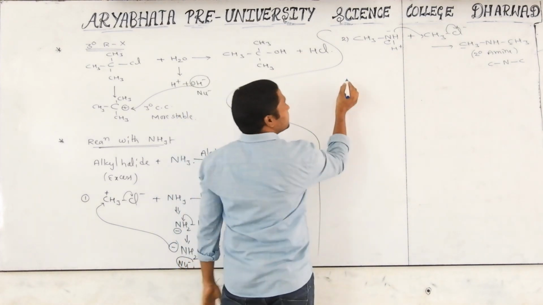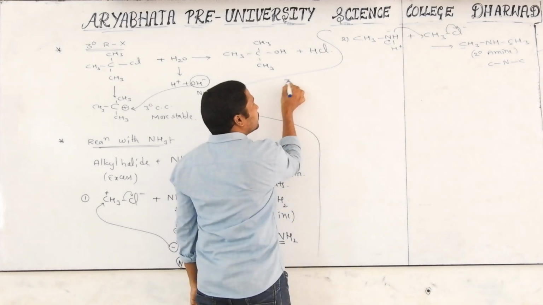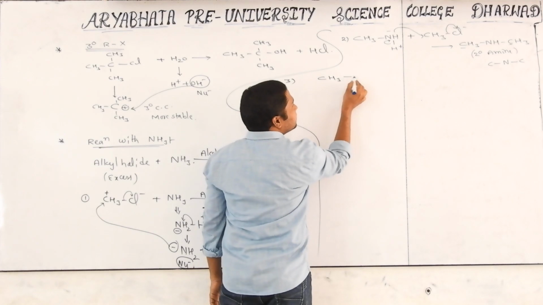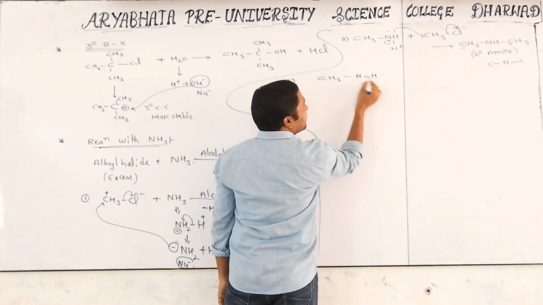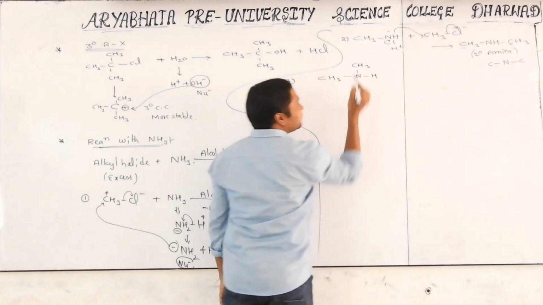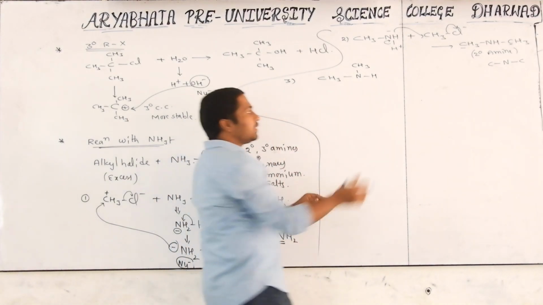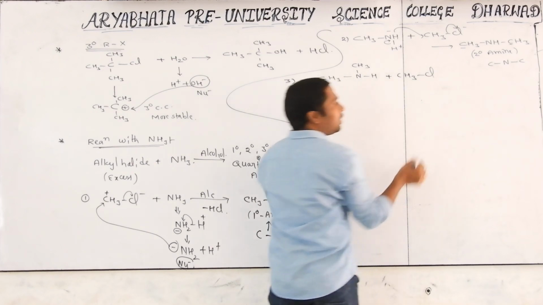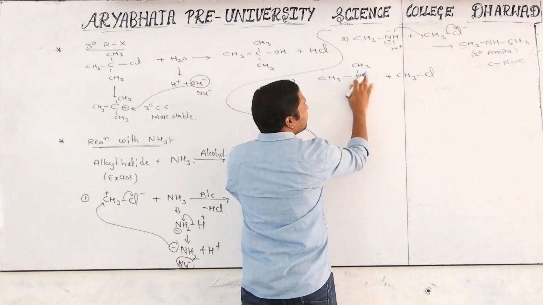Okay, still there is capacity. Anybody? What is the third step? What do you want right now? CH3, N, and here H, and on it CH3. Still it can proceed in the reaction with which one? Methyl chloride. Yes or no? Same process.